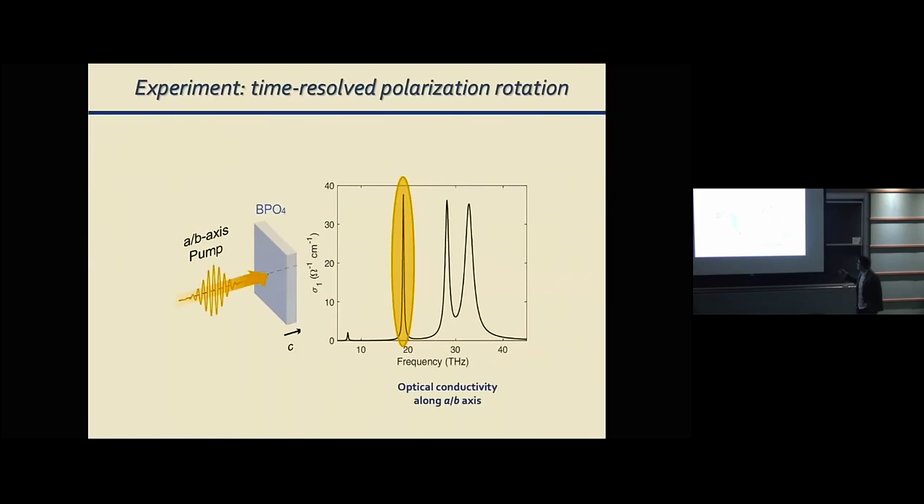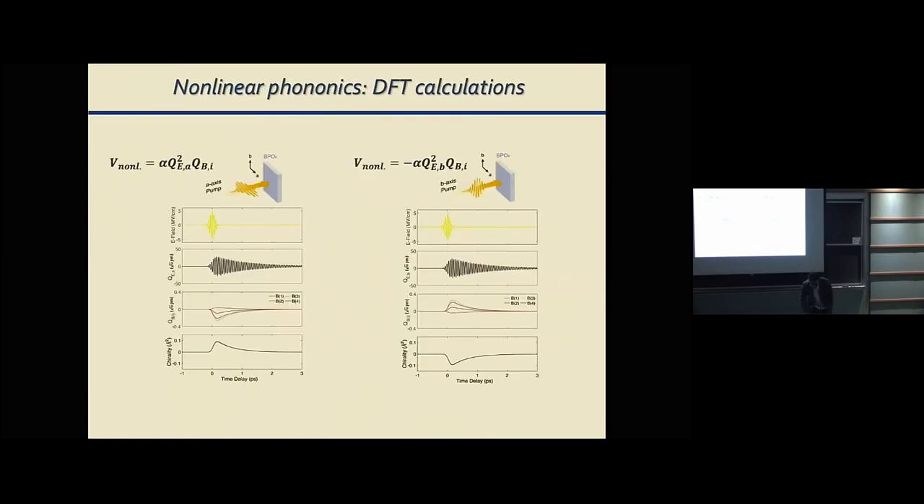This is an insulator. You have a very sharp, doubly degenerate mode, with either measuring along the A, pumping along the A or along the B axis. You can do DFT calculations and convince yourself, you can solve the equations of motion, and you can convince yourself that if you pump Q_A, you will get chirality in either direction for reasonable fields.